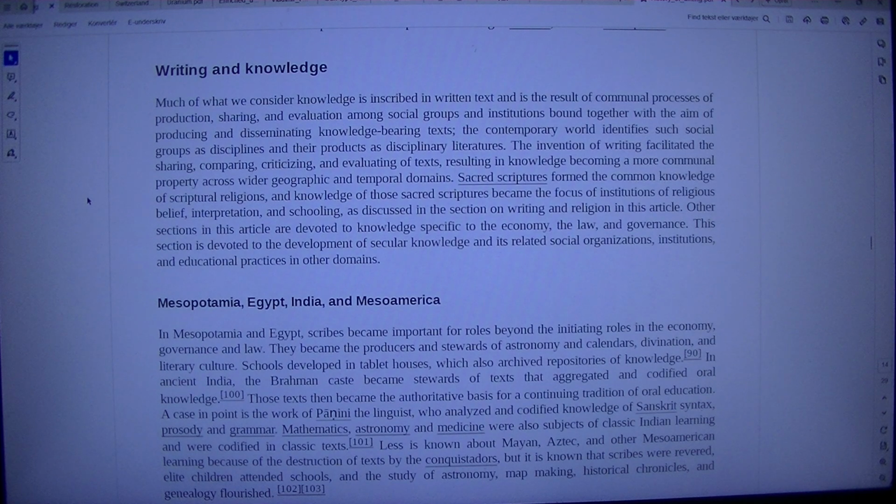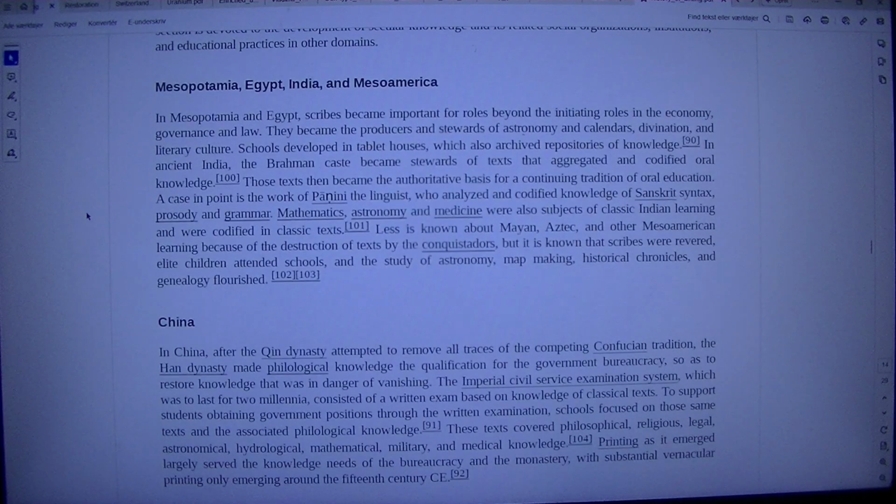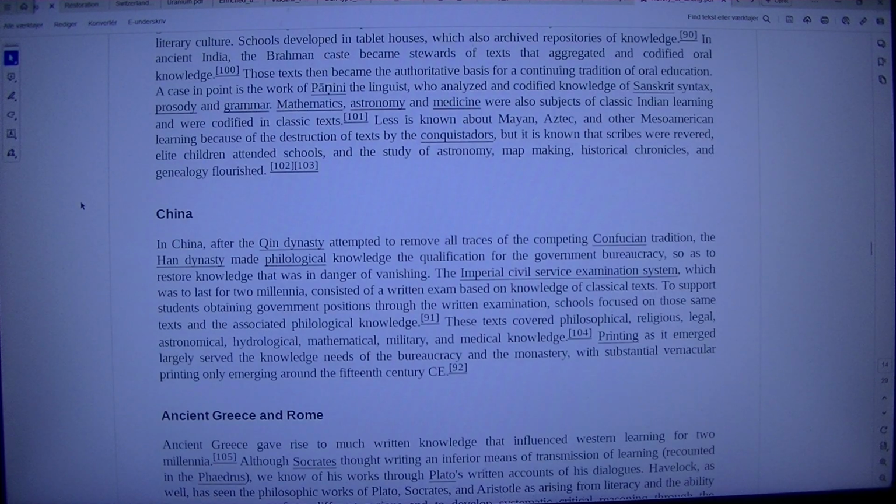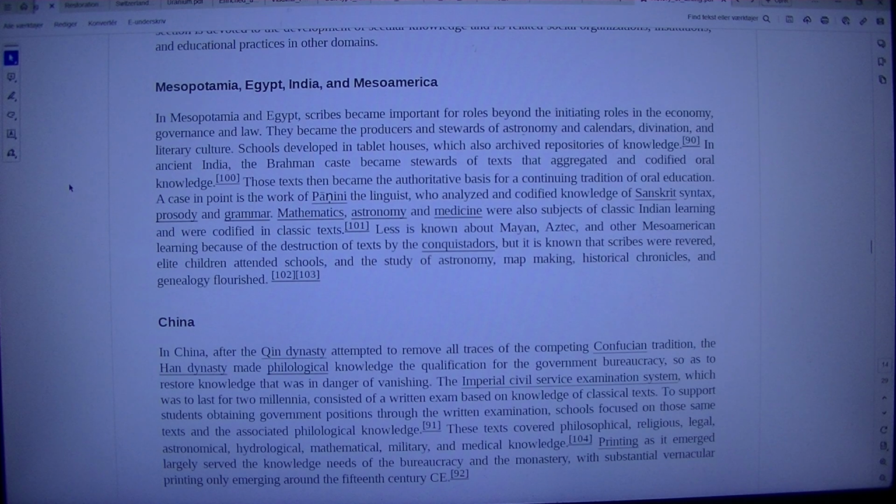This section is devoted to the development of secular knowledge and its related social organizations, institutions and educational practices in other domains. Mesopotamia, Egypt, India, and Mesoamerica. In Mesopotamia and Egypt, scribes became important for roles beyond the initiating roles in the economy, governance and law. They became the producers and stewards of astronomy and calendars, divination, and literary culture. Schools developed in tablet houses, which also archived repositories of knowledge.